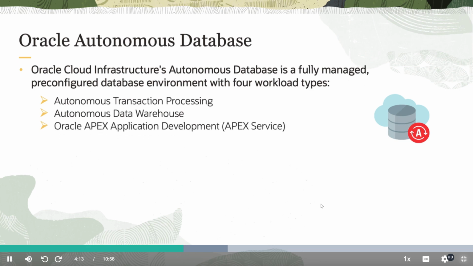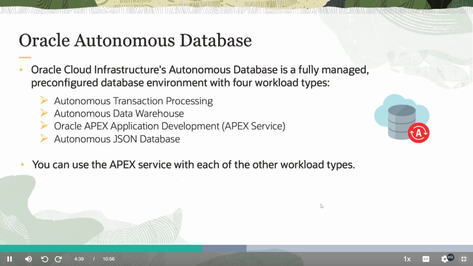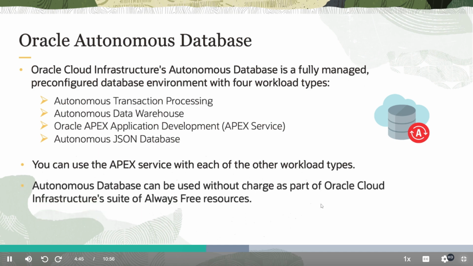Oracle Apex Application Development or Apex service, which is optimized for application developers who want a transaction processing database for application development using Oracle Apex. Autonomous JSON database, which is built for JSON-centric application development. It offers developer-friendly document APIs and native JSON storage. You can use the Oracle Apex service with each of the other workload types. Autonomous database can be used without charge as part of the Oracle Cloud Infrastructure suite of always free resources.